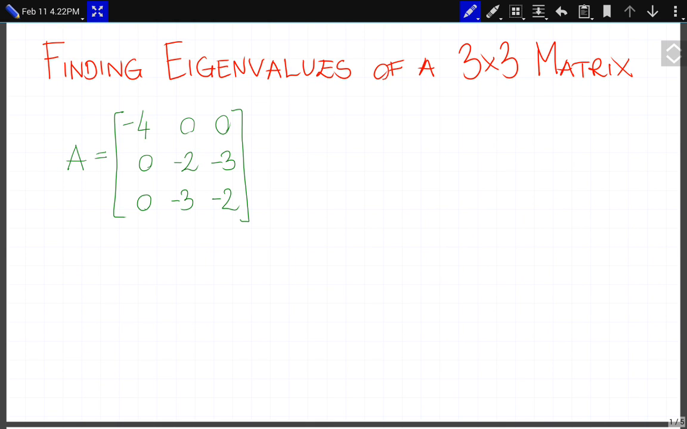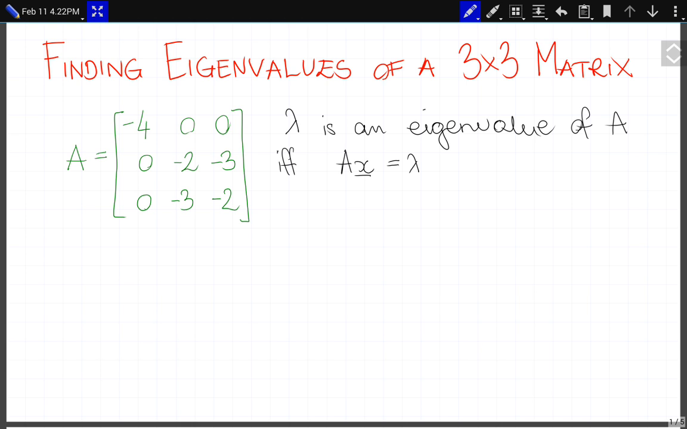In this video, we're going to try and find the eigenvalues of a 3 by 3 matrix. But firstly, we need to know what an eigenvalue is. By definition, lambda is an eigenvalue of some matrix A if and only if A times some vector x equals lambda times the same vector, where x is a non-zero vector.